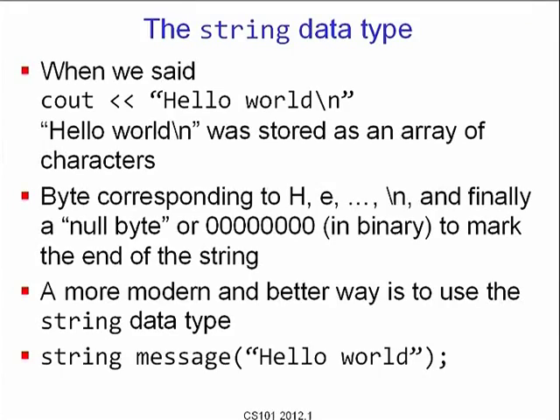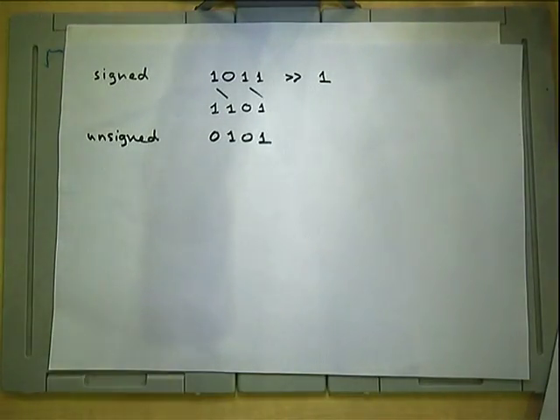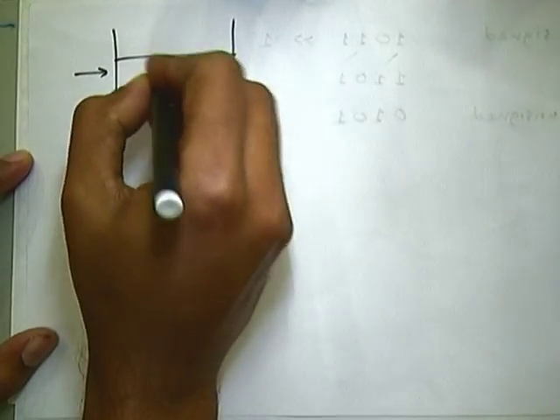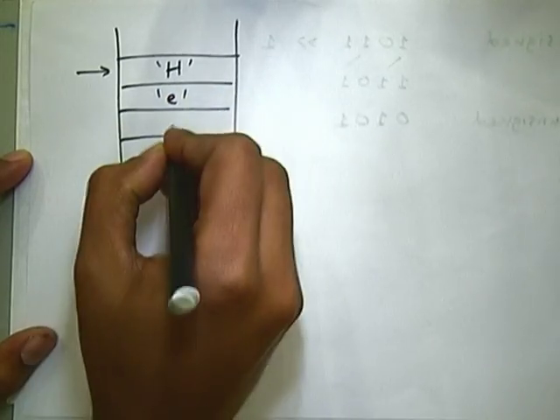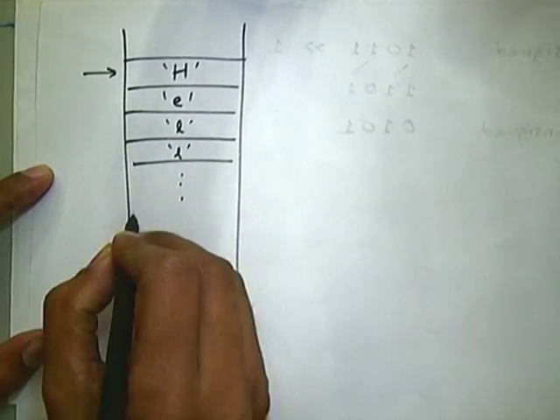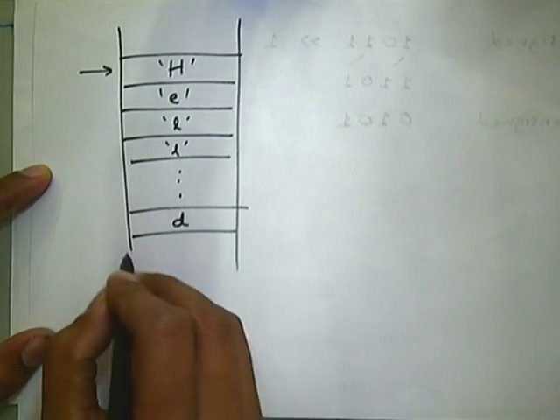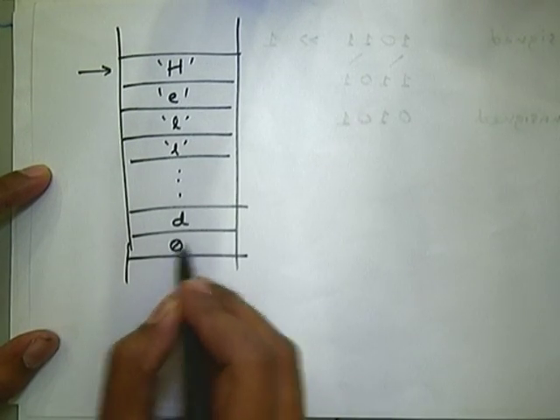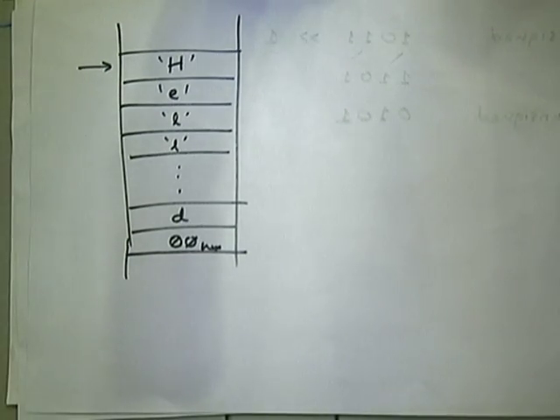So when we said cout less than hello world, it was stored as an array of characters inside RAM. To give you a pictorial description, remember RAM looks like this one-dimensional array of bytes. At some point, the string started. This was H, the next was E, then there was L, another L, and so on, until there was hello world D. And then to mark to the system that the string is over, the last character was 00 hex. So in old C and C++, that was the convention: strings are terminated with the null character.